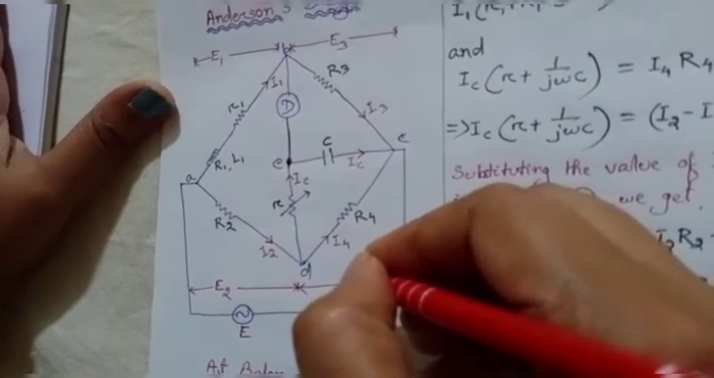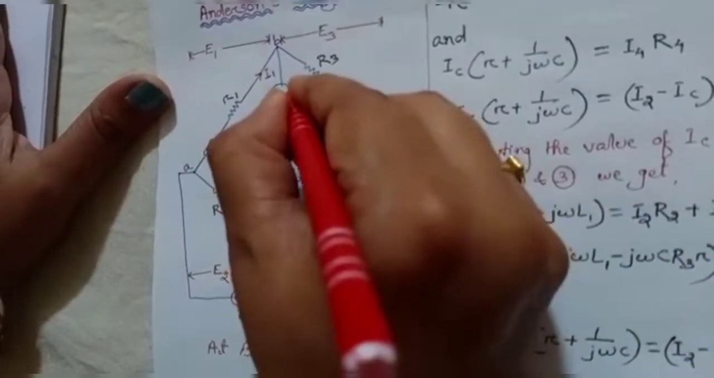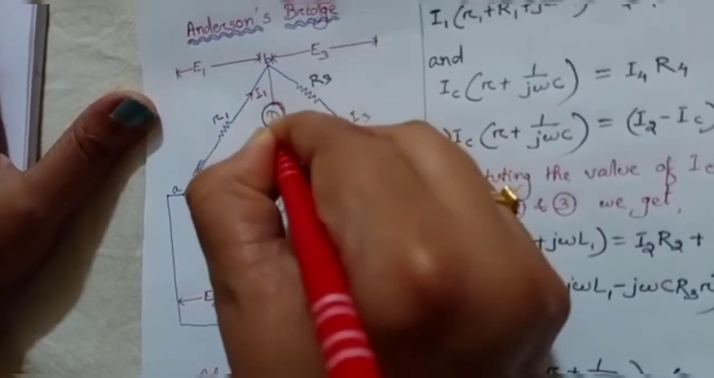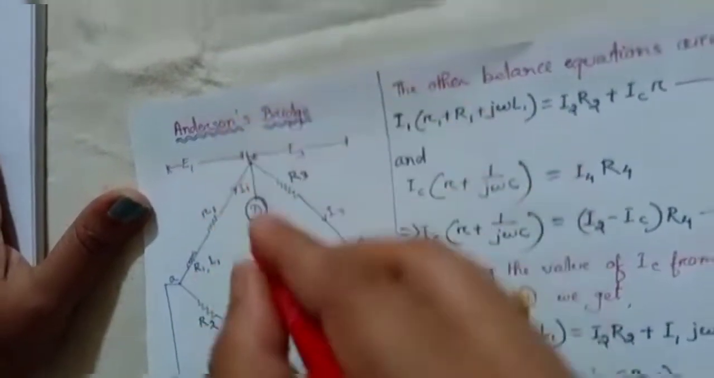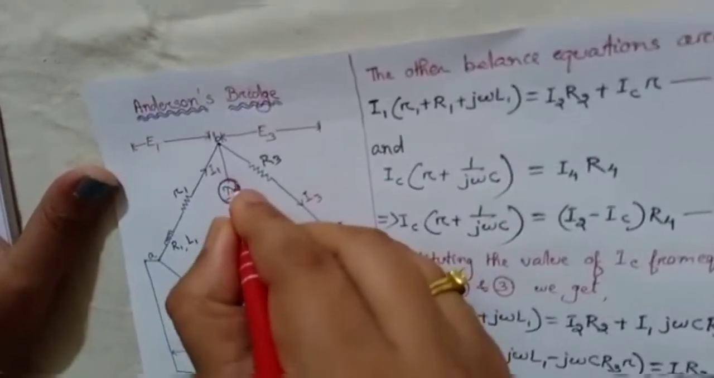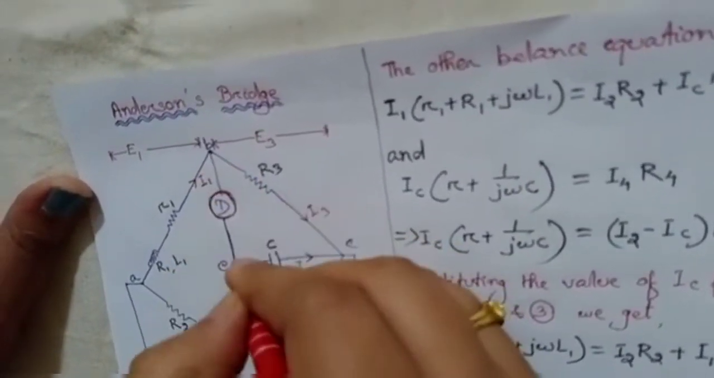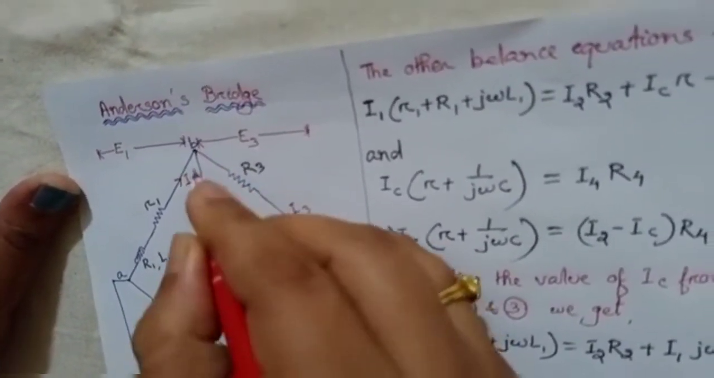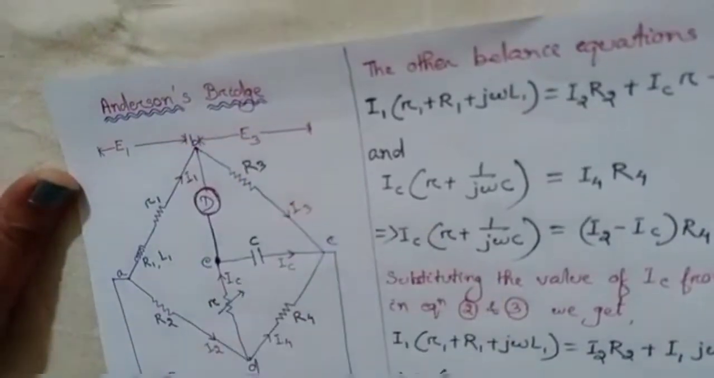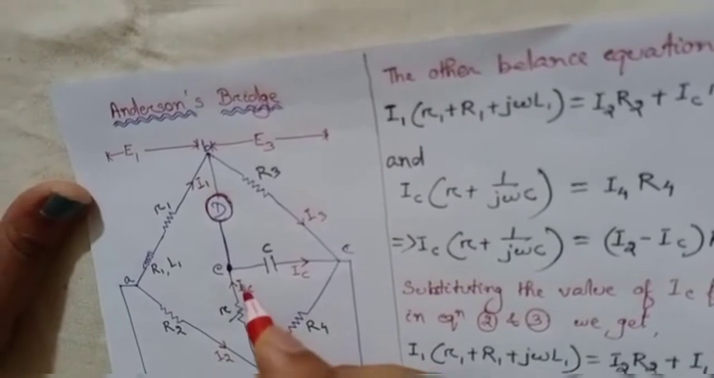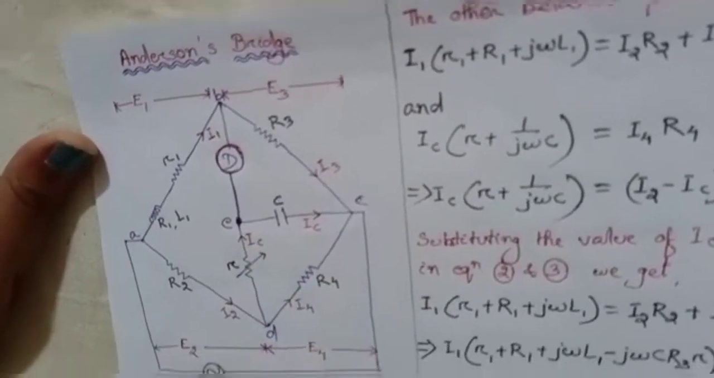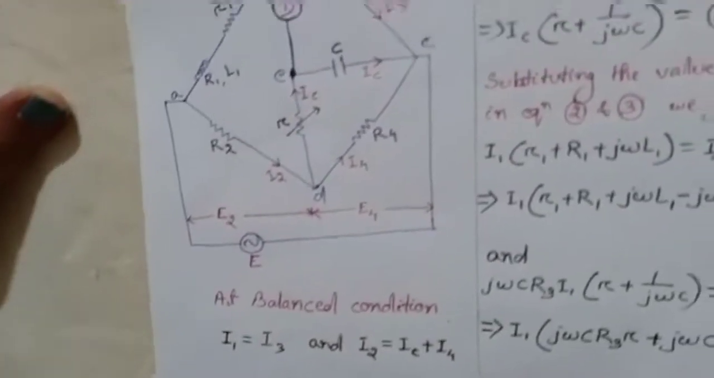When the bridge is balanced, what does it mean? No current will flow through the detector, and the potential of point B and the potential of point E, since the detector is connected between B and E, must be the same. So if both B and E are at the same potential, now we have to find the balance conditions.